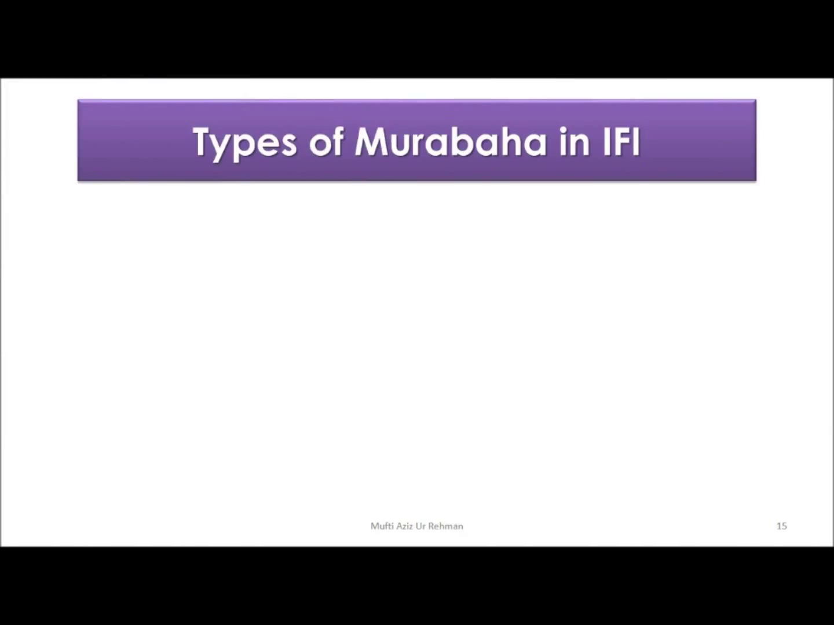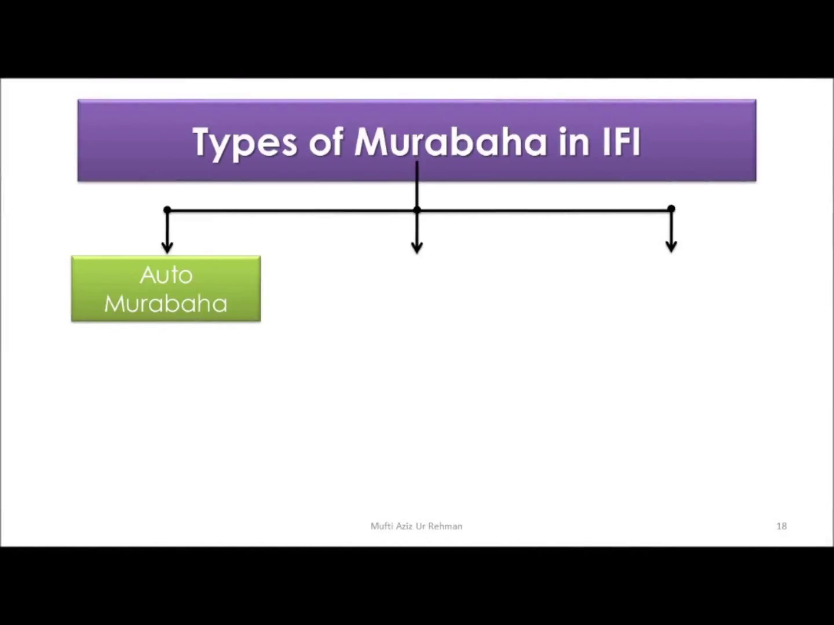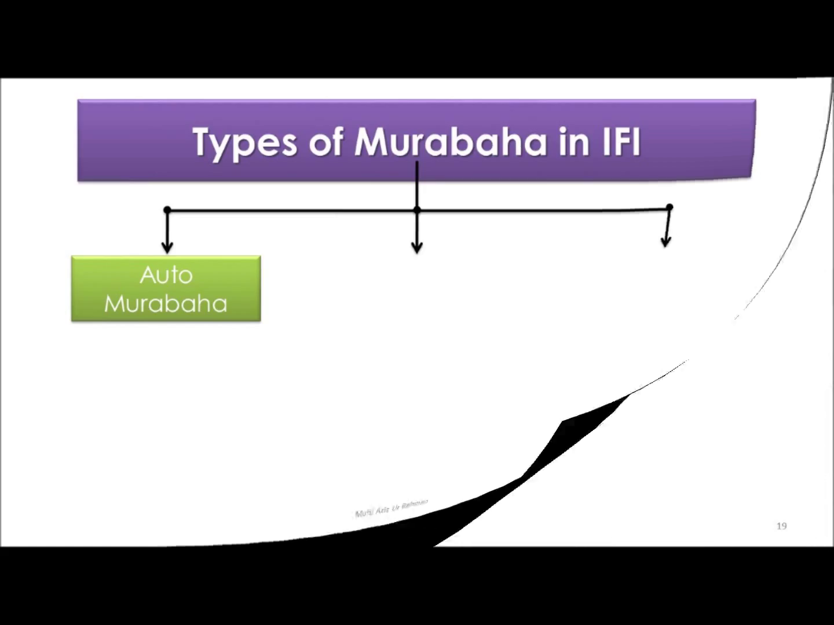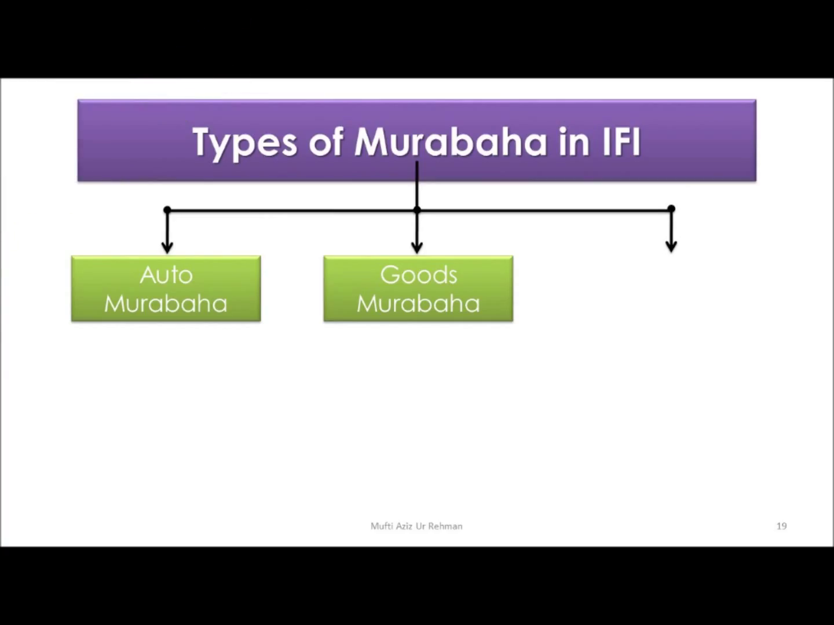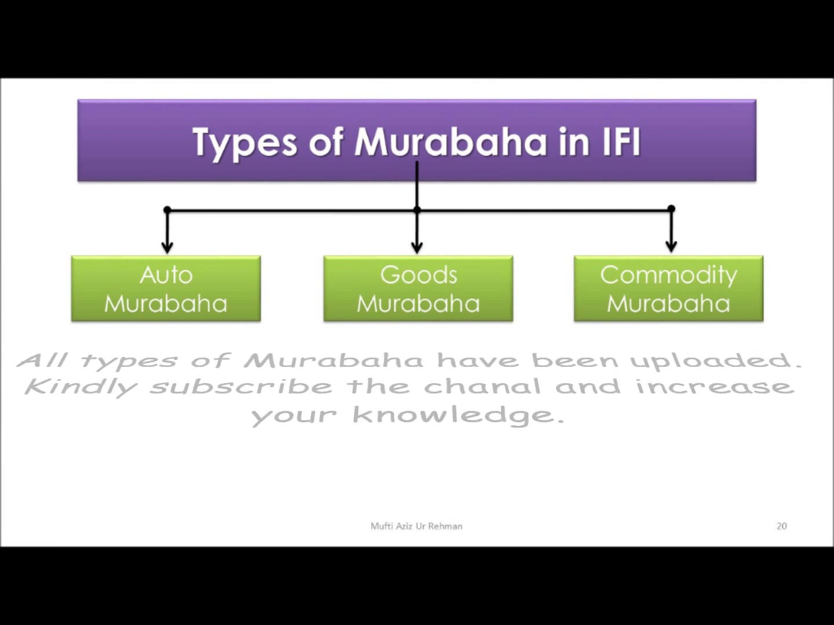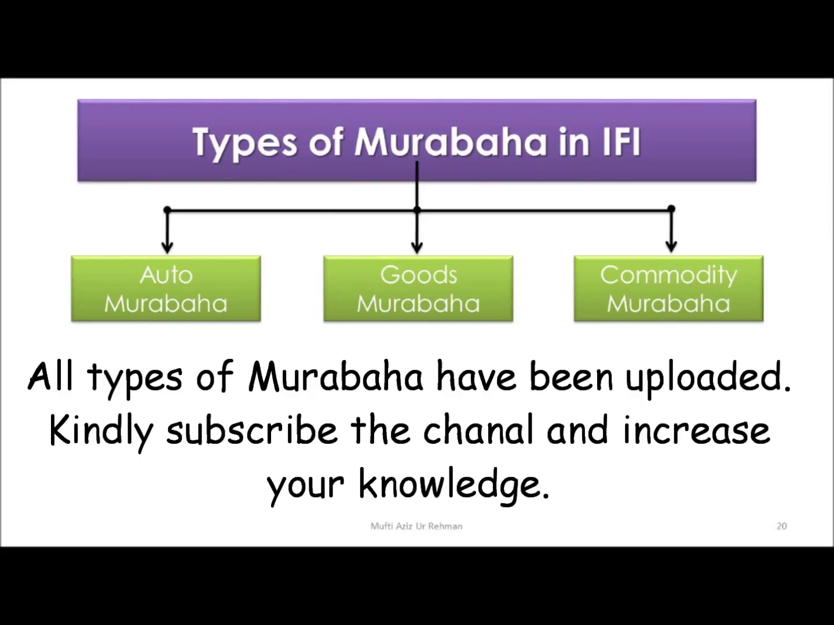Types of Murabaha in Islamic financial institutions. Currently we are doing 3 types of Murabaha. Auto Murabaha, which is like auto finance in conventional banks. Goods Murabaha. In conventional banks there is no goods Murabaha, but for example if you need furniture for your home, or furniture for your office, or some computers or laptops for your office, or any machinery for your office, this is called goods Murabaha. Number 3, commodity Murabaha. And inshallah in the coming slides we will discuss auto Murabaha, goods Murabaha, commodity Murabaha one by one in detail. Don't worry about this.